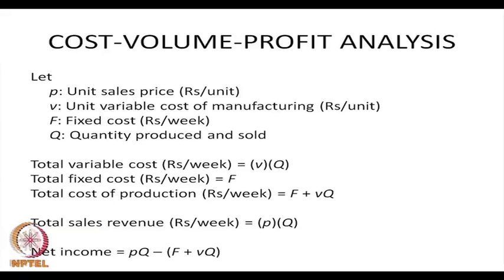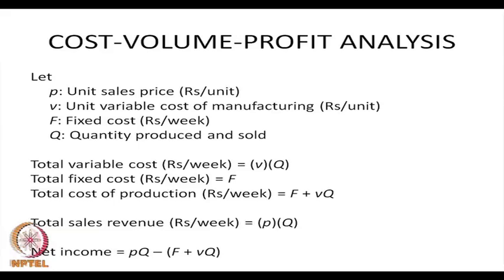Now, we make the formal mathematical analysis. We first assume that the unit sales price is P rupees per unit, the unit variable cost of manufacturing is small v rupees per unit, capital F is taken as fixed cost rupees per week or year, some time period, and Q is the quantity produced and sold, which is also units per week or year. Now, with these definitions of the symbols, we write the relationship for various costs and revenue.